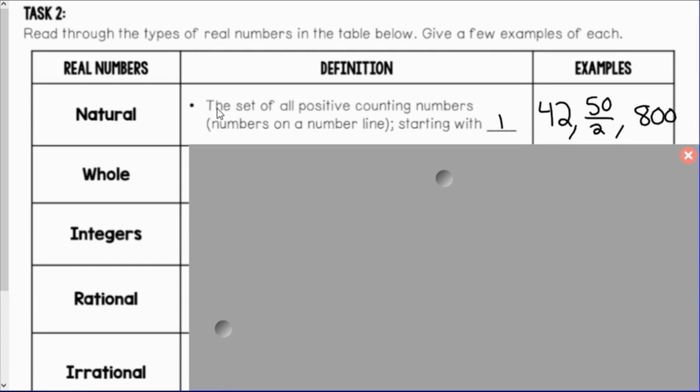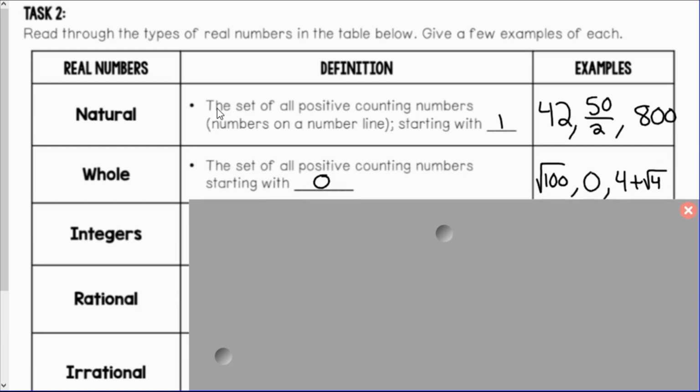My next set is whole numbers. So whole numbers is the set of all positive counting numbers starting with 0. So I could have the square root of 100, which is 10, 0, or 4 plus the square root of 4. Because the square root of 4 is 2, so 4 plus 2 would be 6.